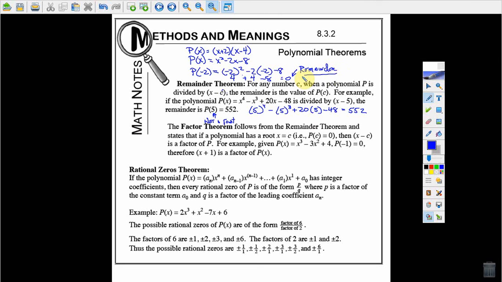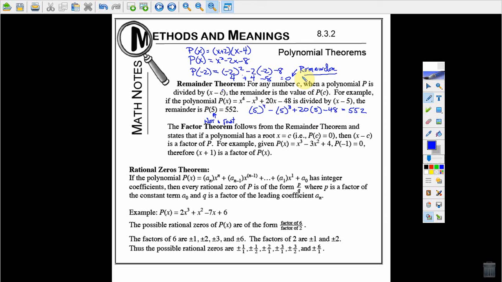And in fact, that's what our next theorem is. It's the factor theorem. It follows from the remainder theorem and states that if a polynomial has a root of x equal to c, then p of c equals 0, and x minus c is a factor of p, which is a fancy way of saying that if you get a remainder of 0, then the number you plugged in is a root for the polynomial function.